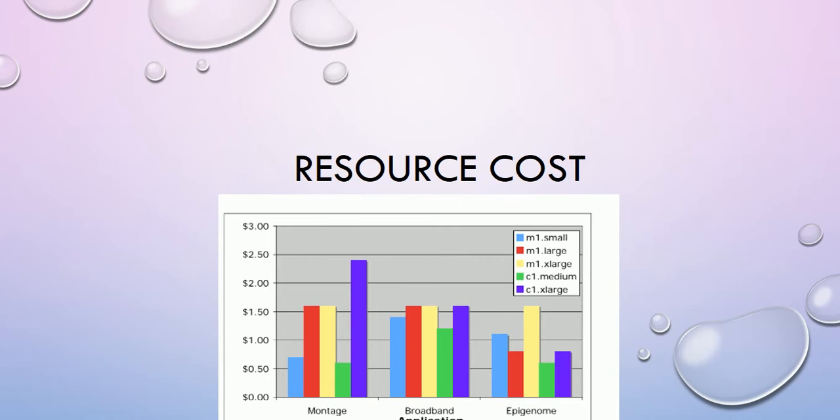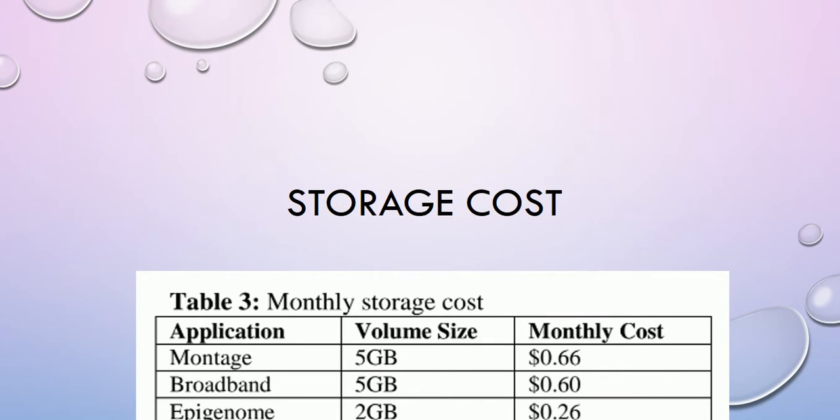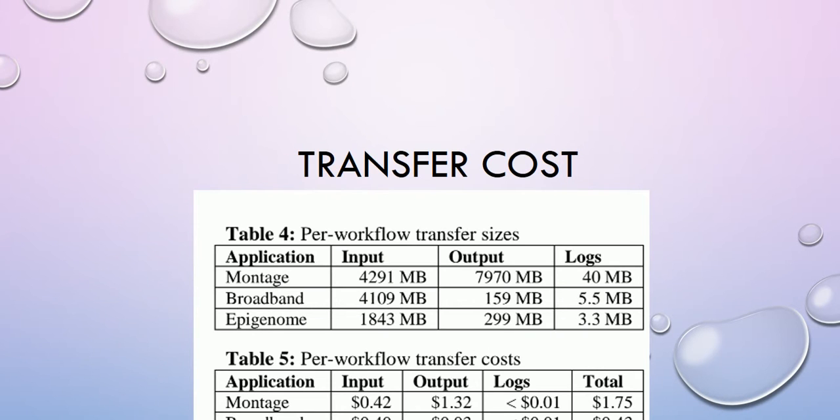So we will talk about this: first we'll talk about resource, right? Then let me tell you what it is. The resource cost includes charges for the use of virtual machine instances in EC2. Storage cost includes charges for keeping virtual machine images in S3 and input data in EBS. And the transfer cost includes charges for moving input data, output data, and log files between the submit host and EC2.